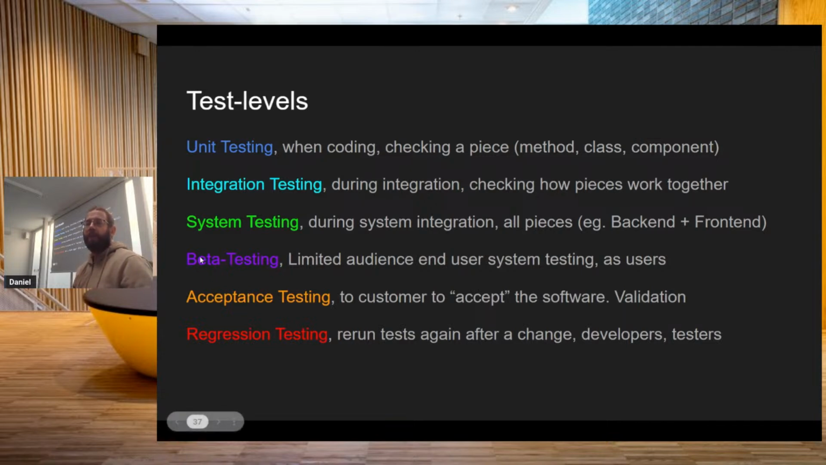Okay, then we have beta testing, which is usually a system test, but with actual users. So we give the full system to users, and we let them test it as users. In my case with my games, I let my friends and family play the game, and I was watching them, and they were talking about the game. This was fun. This was not fun. This was too hard. This was not too hard. So beta testing is releasing it.